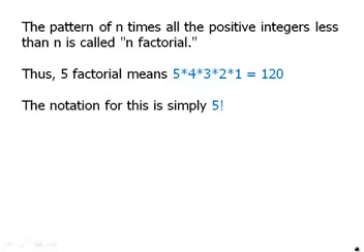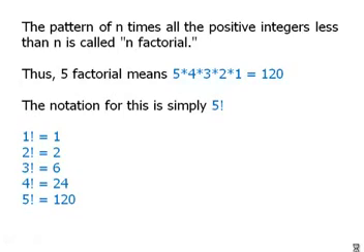The notation used for this is simply 5 followed by an exclamation point. We read that as 5 factorial. So, 1 factorial would be 1. 2 factorial would be 2 times 1, which is 2. 3 factorial, 3 times 2 times 1, would be 6. 4 factorial would be 4 times 6, which is 24. 5 factorial would be 5 times 24, which is 120. 6 factorial would be 6 times 120, which is 720.